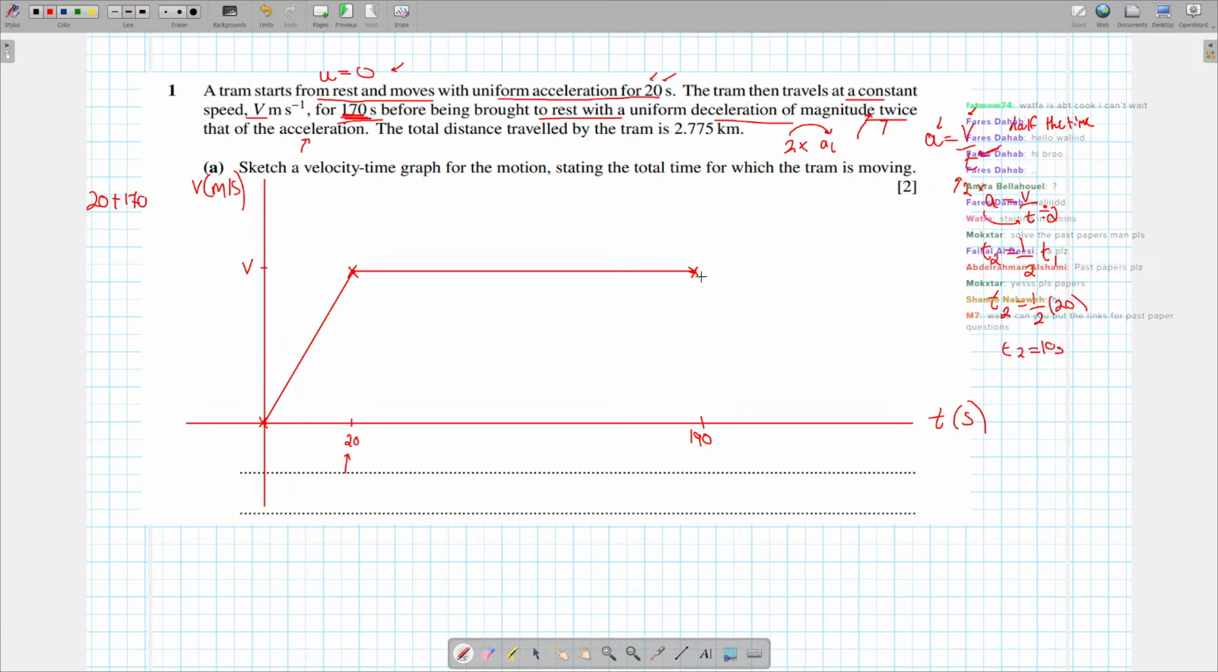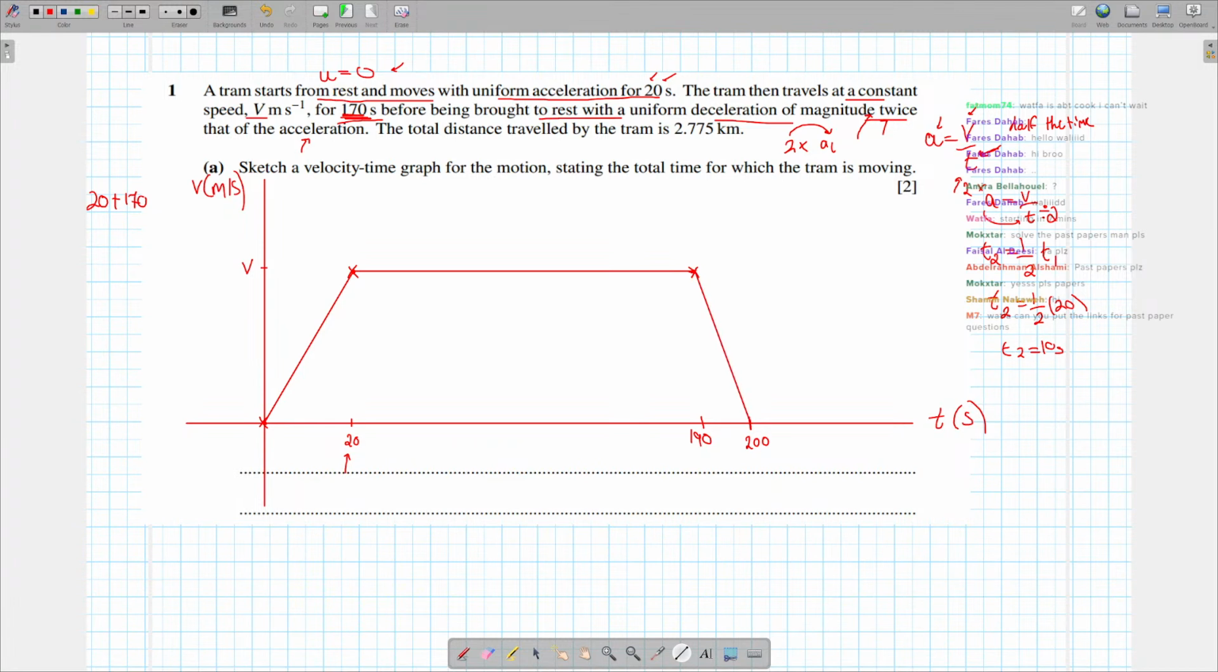So now it's going to decelerate for 10 seconds. Where's it going to finish? Over here at 200. Make sure that the spacing is evenly spaced. Like if this is 20, you can't have it very wide. You have to make it a bit exact.